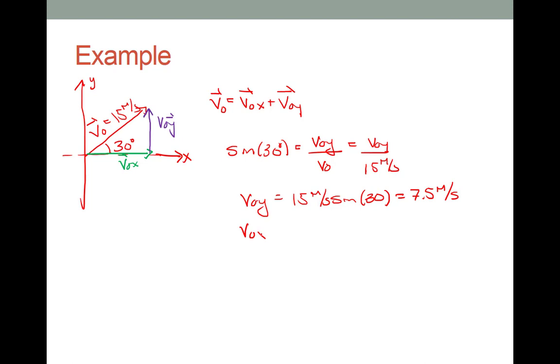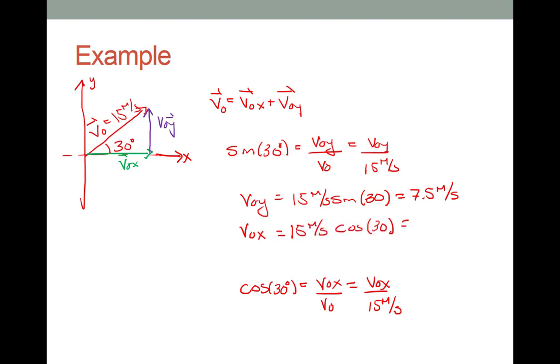V naught x is found with the cosine. So I'm going to write down below and then I'm going to come back up to that. So cosine of 30 degrees is V naught x divided by V naught. So that's V naught x divided by 15 meters per second. In other words, V naught x is going to be 15 meters per second times the cosine of 30. And if I put that into my calculator, that's technically 12.99, but we're going to call it 13 meters per second.